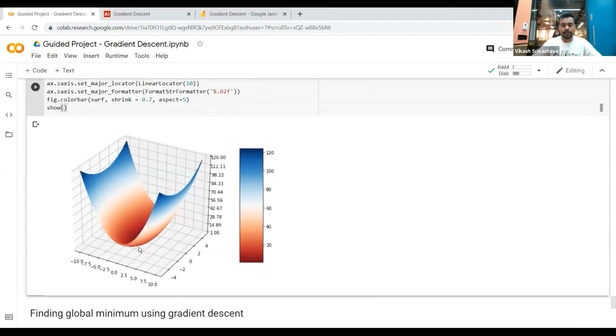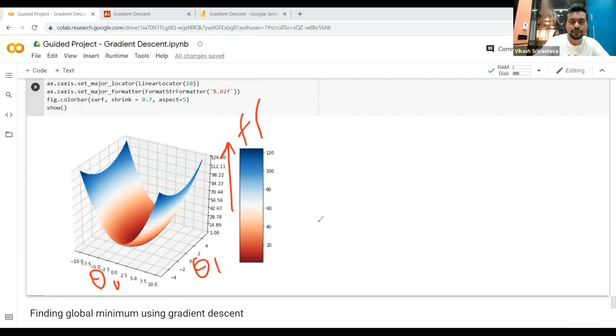The third dimension corresponds to f, and the two dimensions correspond to the two parameters, which are theta naught and theta 1. So on this axis we have theta naught, we have theta 1 here, and here we have f of theta naught, theta 1. Sorry, this is a comma. So this is how we find the minimum of a multivariate function.